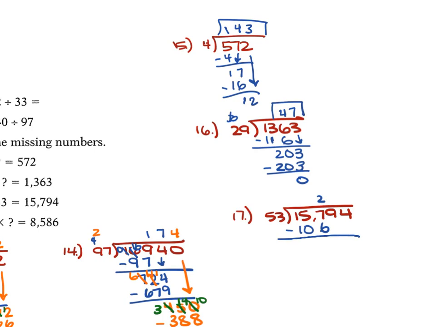From here, we're going to subtract. So 7 minus 6 is 1, 5 minus 0 is 5, 1 minus 1 is 0. So then bring down that 9. So 53 goes into 519 how many times? I'm going to try 9. Then 9 times 3 is 27. 9 times 5 is 45. Plus 2 is 47.